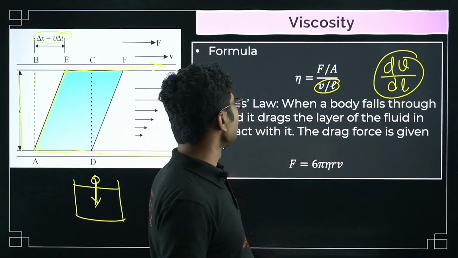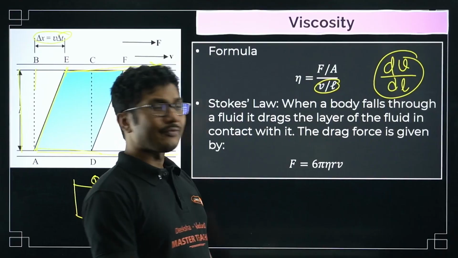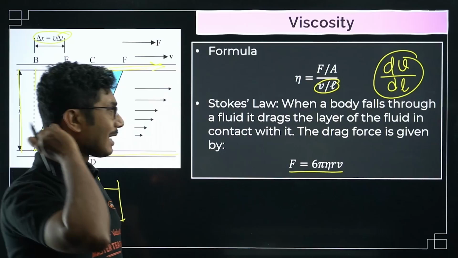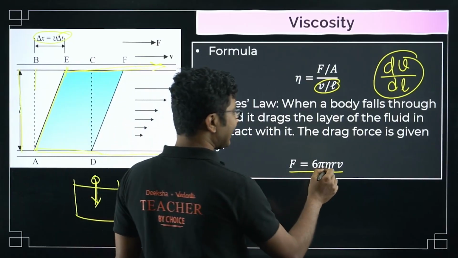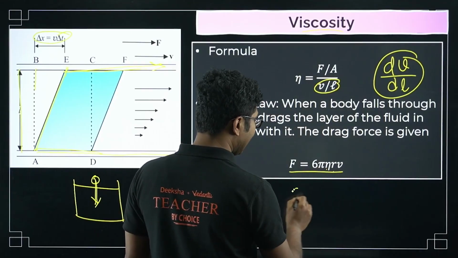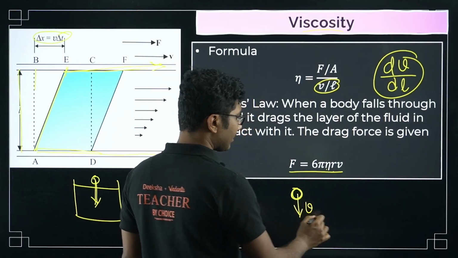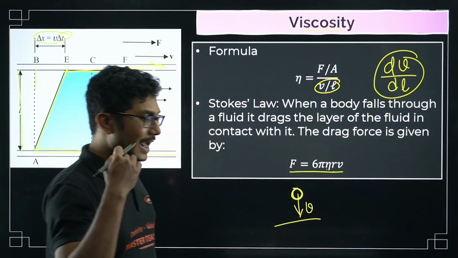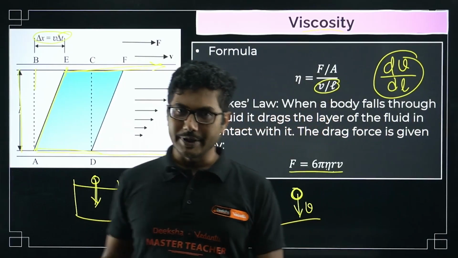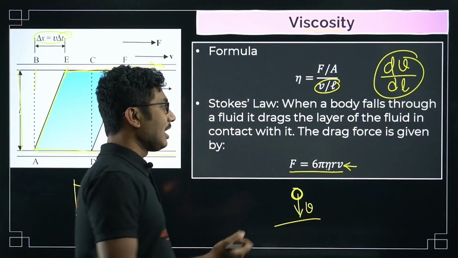When a body falls through a fluid, it drags the layer of the fluid in contact with it. The drag force is given by F equals 6 pi eta r v. Here 6 pi is a constant, eta is the viscosity, r is the radius of that object, and v is the velocity of that object. Generally, after some time it attains a constant speed. That constant speed is called terminal speed. This v represents that terminal speed. Generally v can change. This drag force will be there.